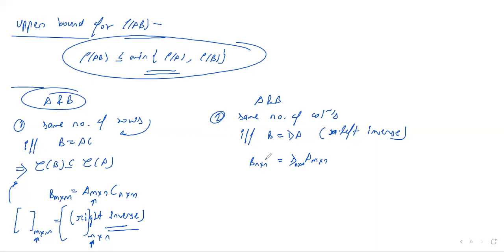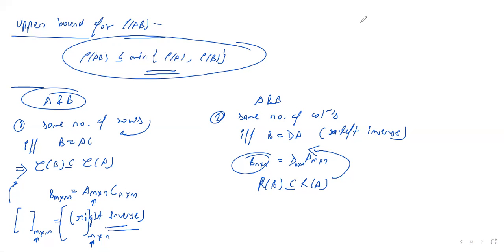So from this, as they have the same number of columns, we can write that the row space of B would be a subset of the row space of A if I have the condition B is equal to DA. These are very important results. We are using the concept of left inverse and right inverse for checking the condition for the upper bound for the rank of AB. We have written that the rank of AB is less than or equal to the minimum of rank of A and rank of B.